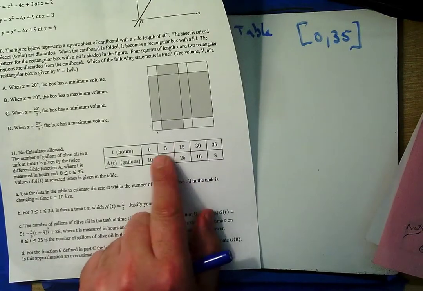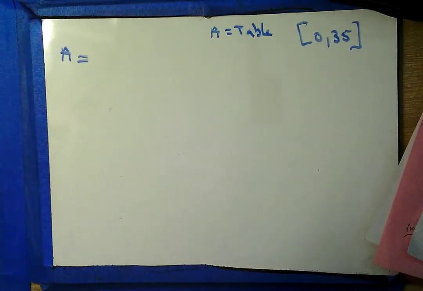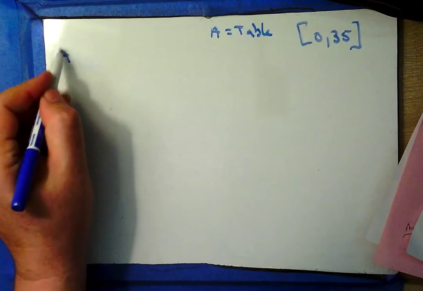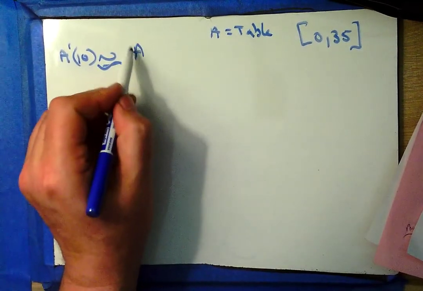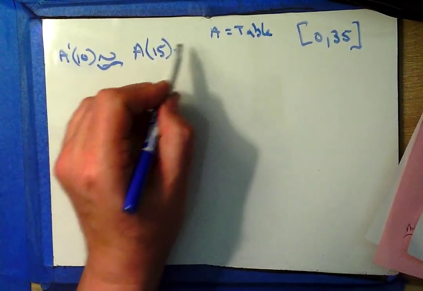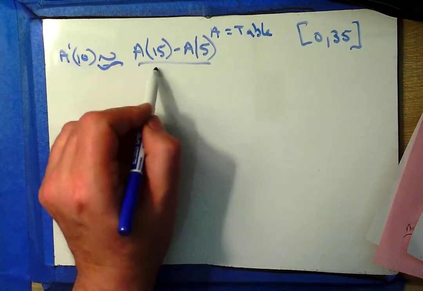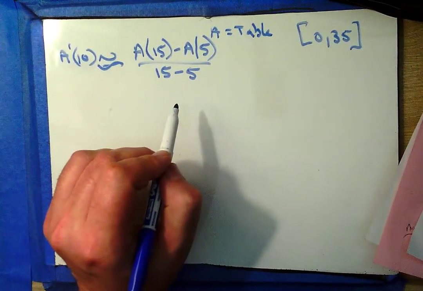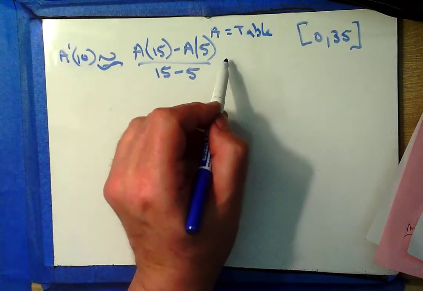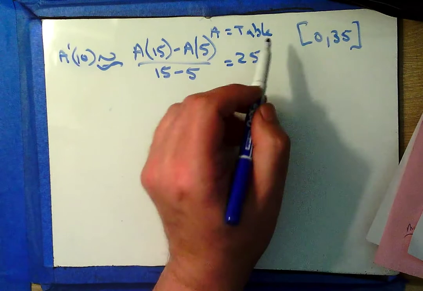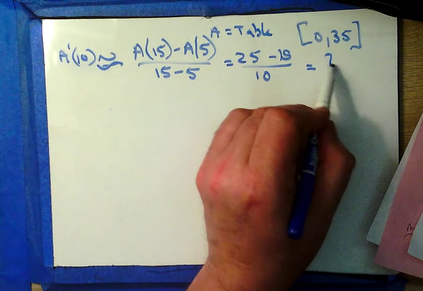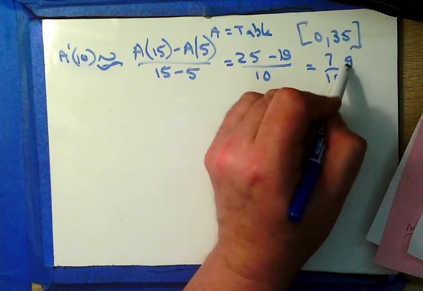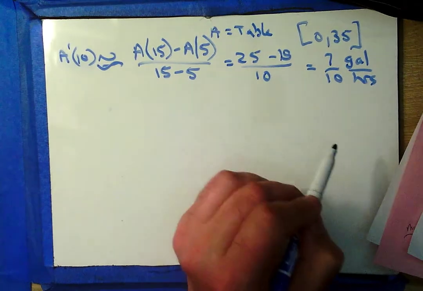So I want the slope, or rate of change, of A at time equal to 10. But I notice that 10 doesn't show up on this table. I have values on either side. And so what I'm going to do is say that A prime of 10 is approximately the average rate of change, A of 15 minus A of 5 over 15 minus 5. Okay, so A of 15 is 25, A of 5 is 18, over 10. And we end up with 7 over 10, and those are gallons on top and hours on the bottom.